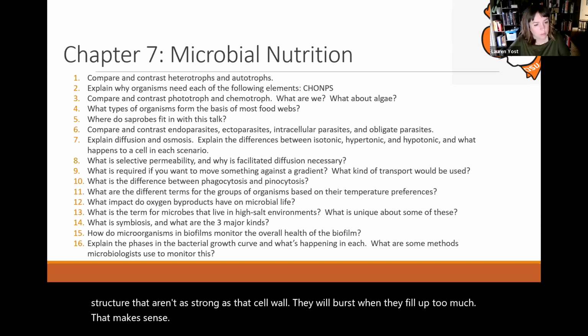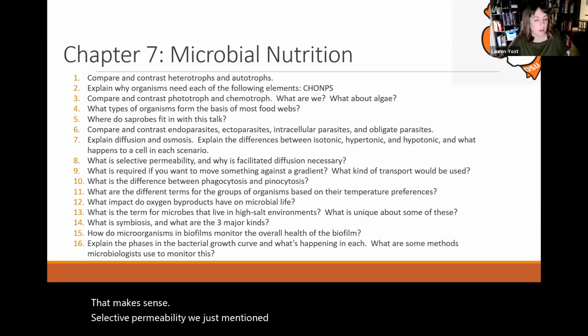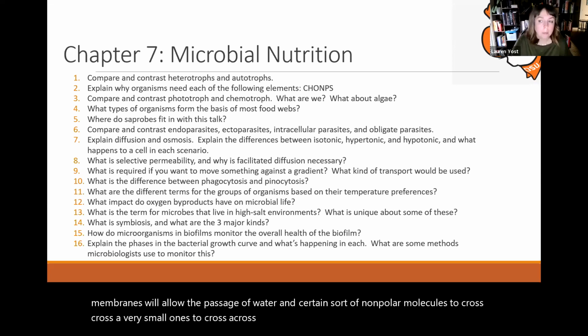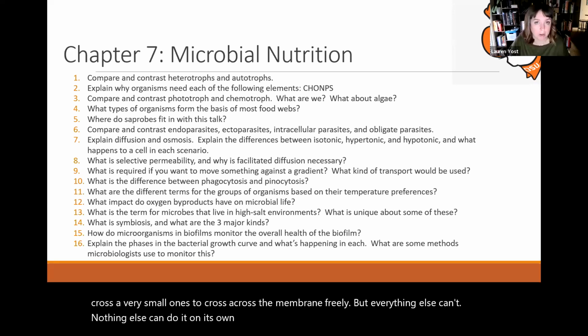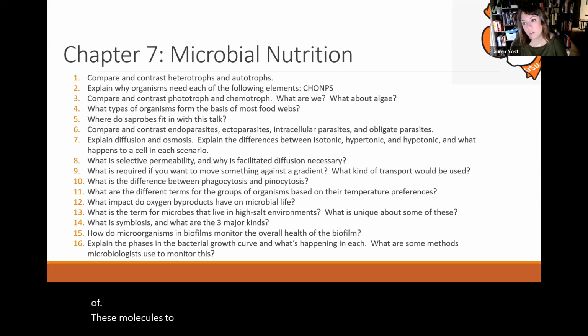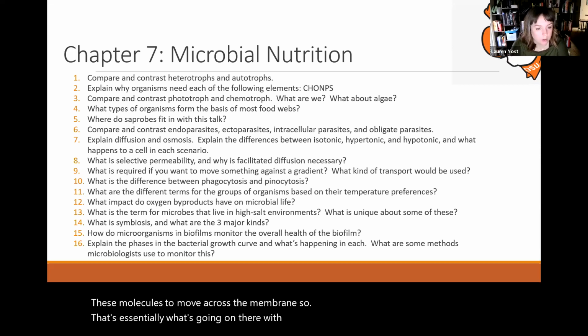Okay. Selective permeability, we just mentioned that. That is the fact that cell membranes will allow the passage of water and certain very small non-polar molecules to cross the membrane freely, but everything else can't. Nothing else can do it on its own, just across the membrane itself. Because remember, we have those charged phosphate heads and those hydrophobic tails. So that affects the ability of these molecules to move across the membrane.